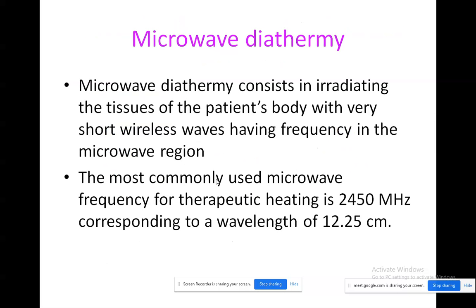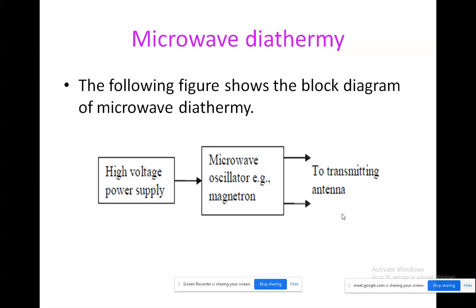The next, microwave diathermy. The microwave signal is going to be applied. Microwave range of frequency is in gigahertz, 2450 megahertz, you can define it. So the gigahertz range of frequency will be called the microwave range. That's why it's named microwave diathermy.